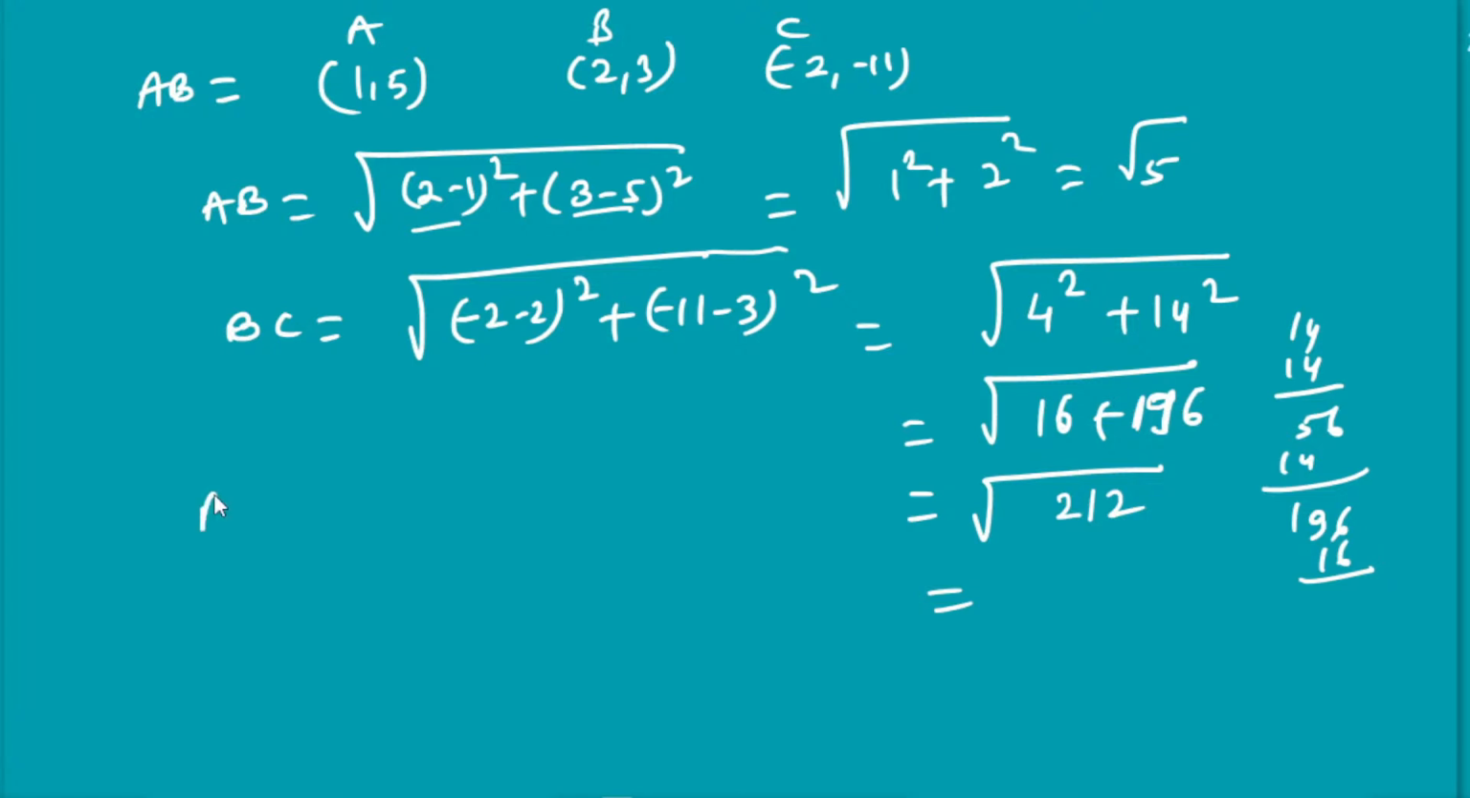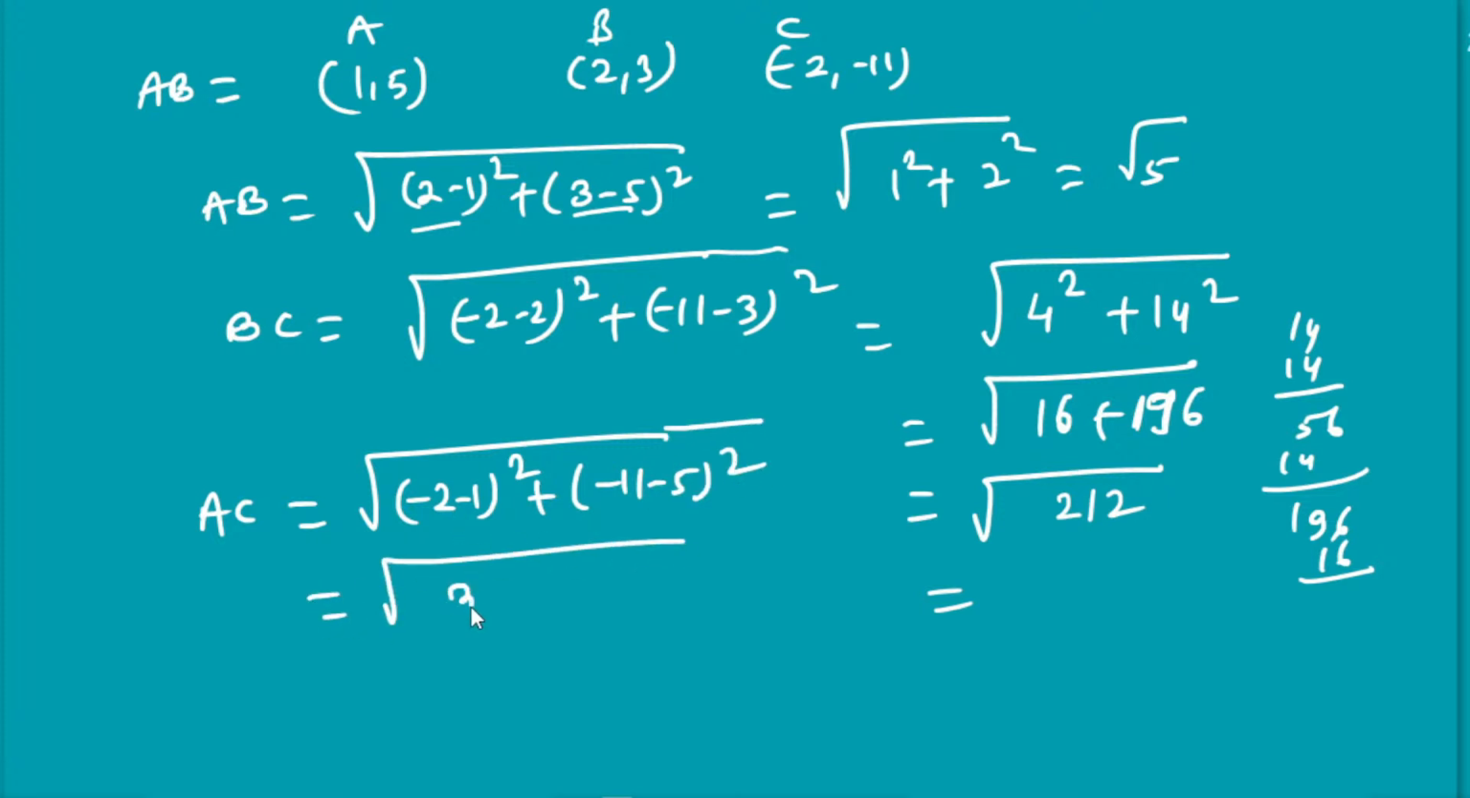What is that AC? If you find AC, you have to use the distance formula between A and C. So minus 2 minus 1 whole square. You can also write 1 minus plus 2, minus 11 minus 5 whole square. Now what is the value here? This is 3 square and the 11 minus 5. This is again 16 square. And what is that? If you want to add it, this is 9 and this is 256. What is the value here?